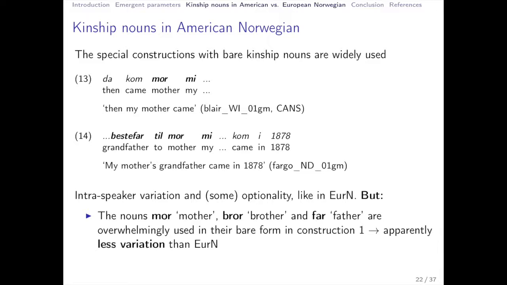And it's also worth noting that while there's some inter-speaker variation, and there seems to be some optionality, the nouns mor, mother, bror, brother and far, father are overwhelmingly used with these special patterns. So apparently there's less variation actually than in European Norwegian.